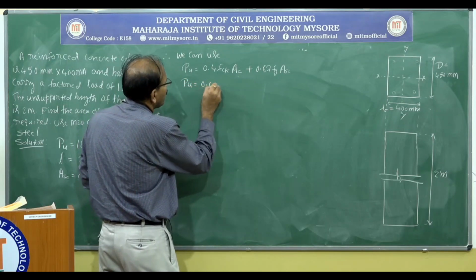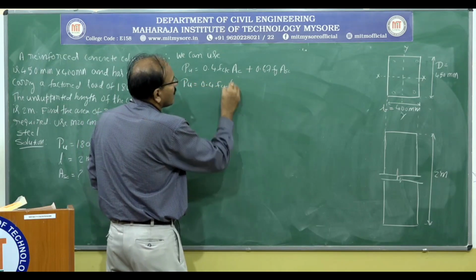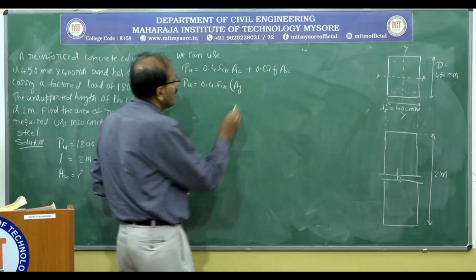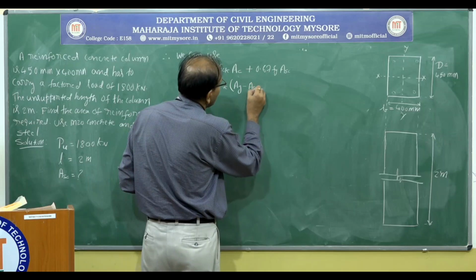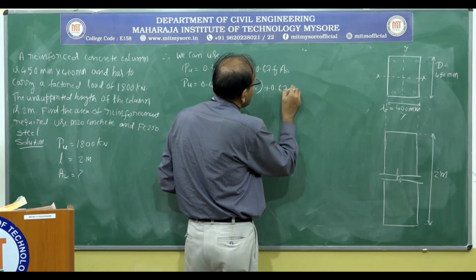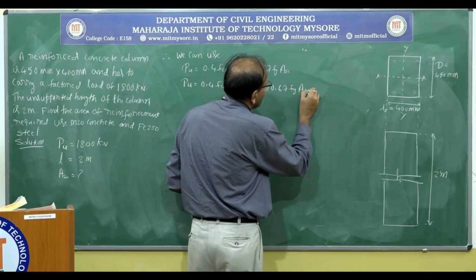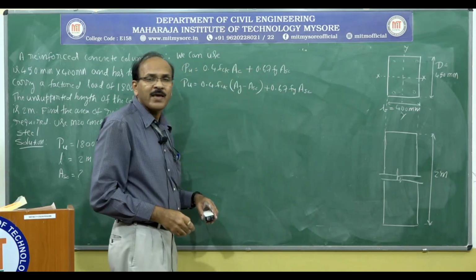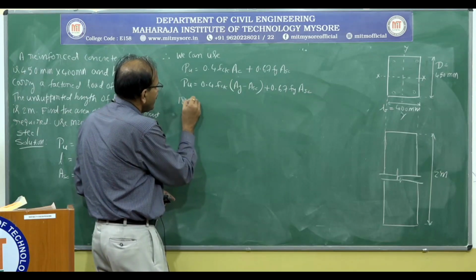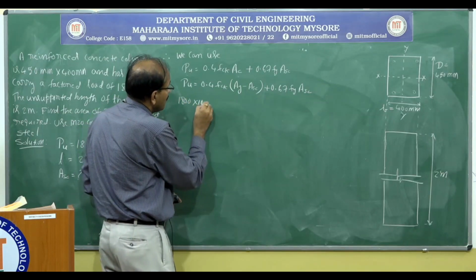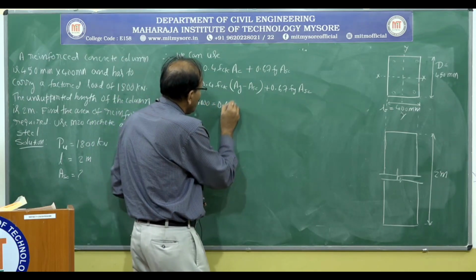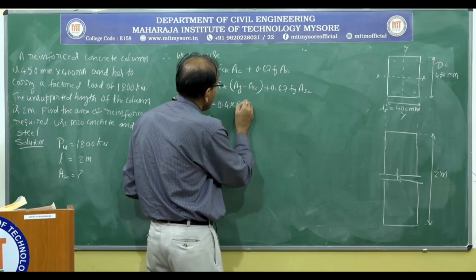Pu equal to 0.4 FCK AG, that is the gross area of cross section of the column, minus area of compression steel, plus 0.67 Fy and ASC, A suffix SC. So now it is 1800 multiplied by 1000, 0.4 into FCK is 20.